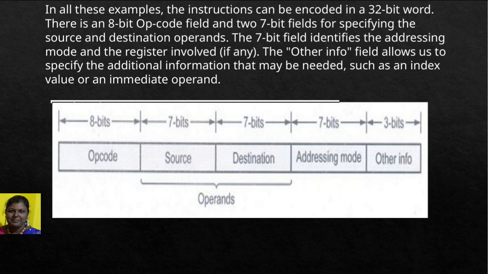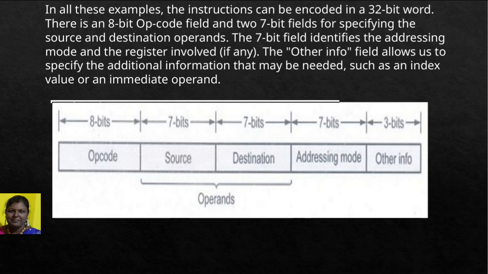Each 7-bit field tells us both the addressing mode and which register is involved, if any. Finally, there's a field for other info, things like an index or an immediate value that the instruction might need to work properly. It's a compact, efficient way to pack all the details in.